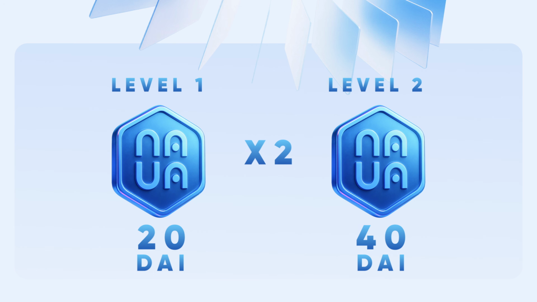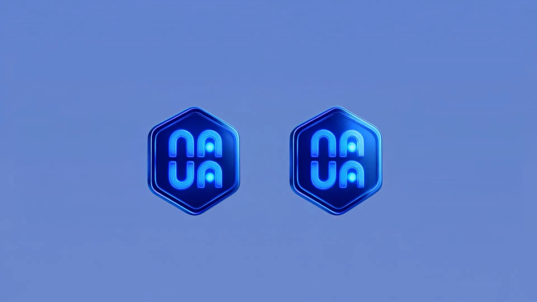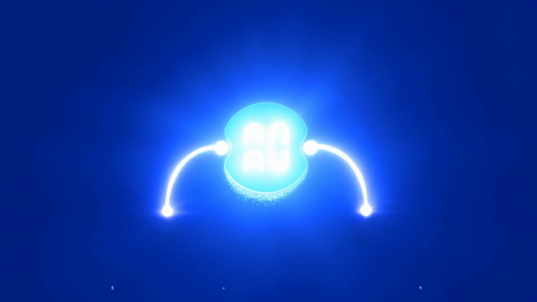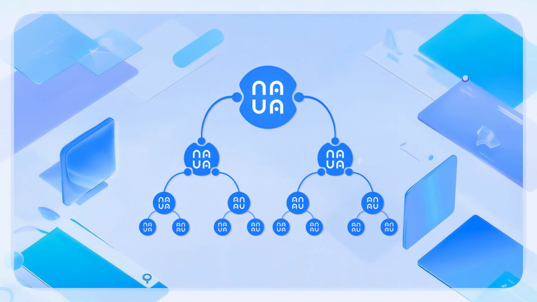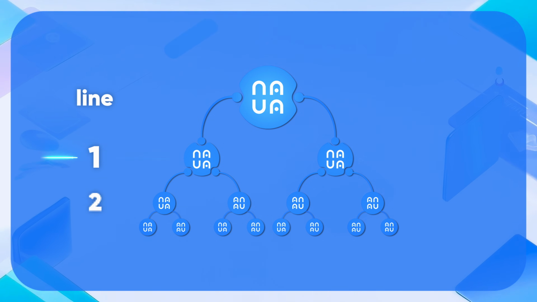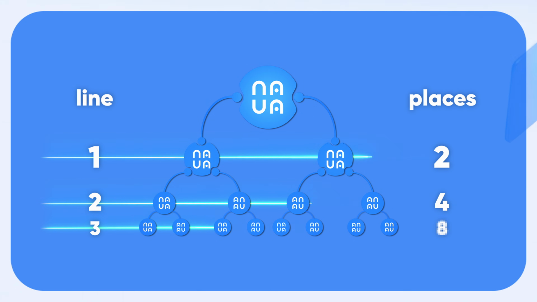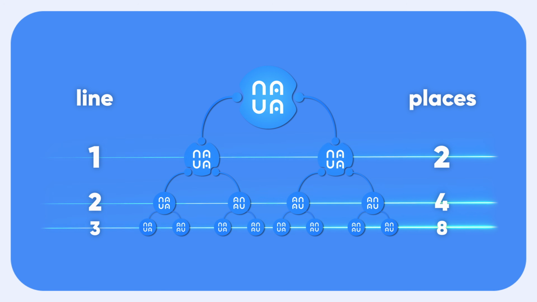And here's the most interesting part. As soon as any level is activated, you are assigned a structure with 14 places. The logic of the structure is the same at every level, 3 lines per level. There are 2 places in the first line, 4 in the second, and 8 in the third. The process of joining the program is intuitive even for beginners.